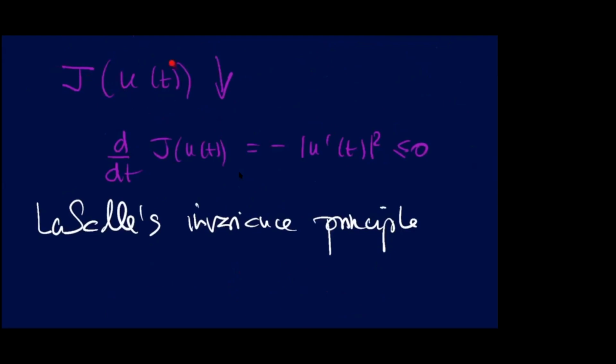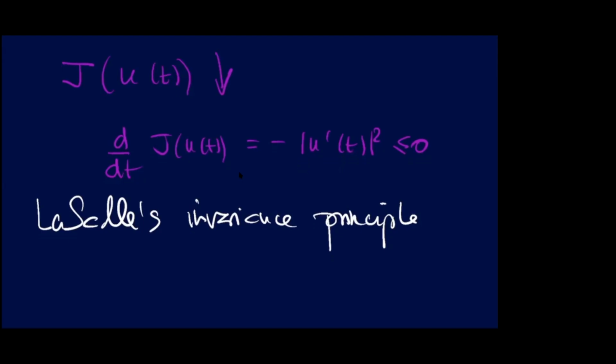What is the trajectory u(t) doing? The trajectory u(t) is evolving, maybe in a very complicated way, but you know that the level set of J on which u(t) is living is always going down, right? And the only way you can stop the process is that u' is equal to 0, right? Of course, if u' is equal to 0, then the derivative of J is 0, and then you can stabilize on a given level set. But in order to stabilize on that level set, you need u' to be 0.